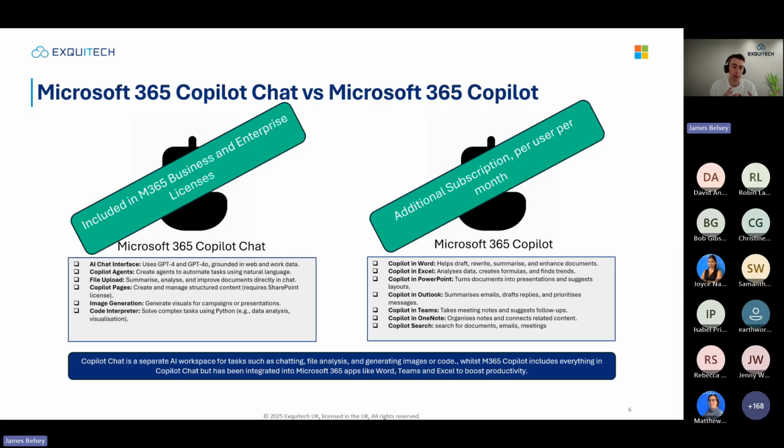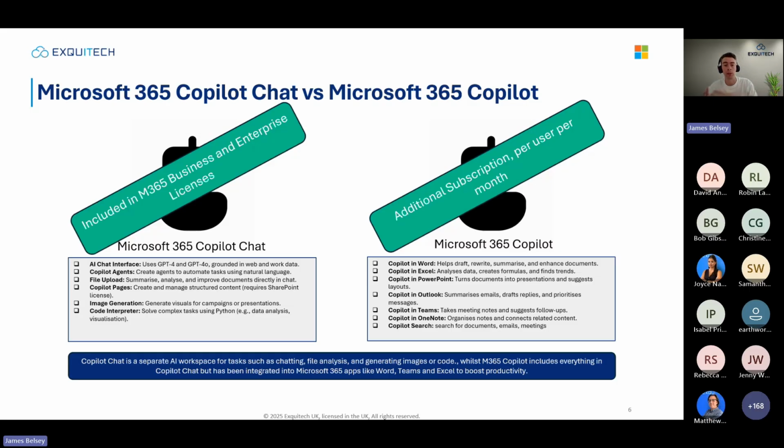But again, the key differentiator here is that it's not a Copilot in applications, and Copilot Chat cannot see things like emails, OneDrive files, SharePoint files. So that's a key thing. But again, we'll show this live a bit later on.